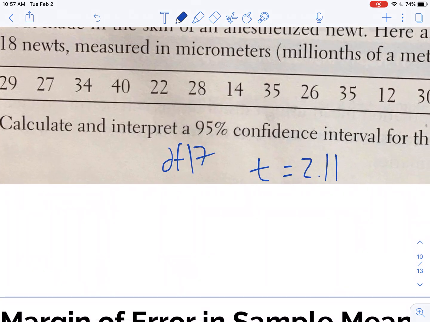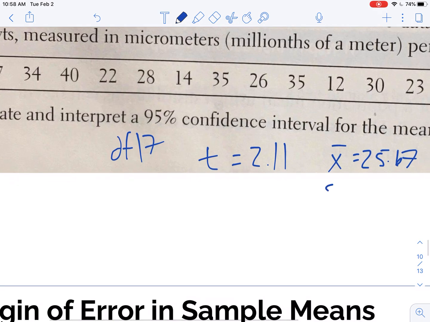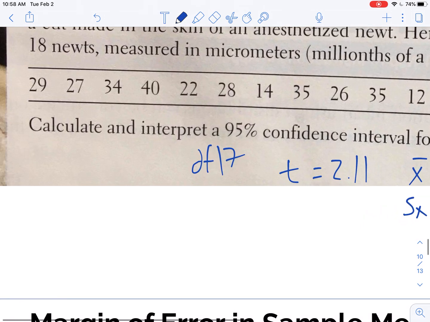Also, you're going to have to put all this in your calculator because you don't have this. You need to do your one-variable stats calculations here. I'm going to find that my mean is 25.67. And then here I use the Sx. I don't use the sigma x standard deviation. I use the Sx because I'm looking at a sample. I'm not looking at the full population here. So this is 8.324.